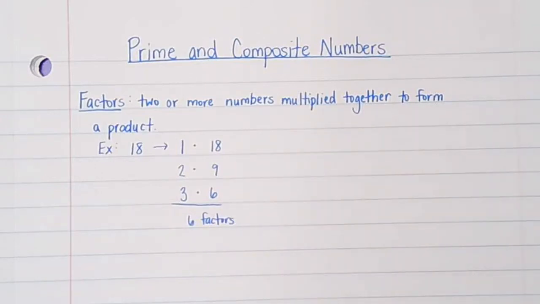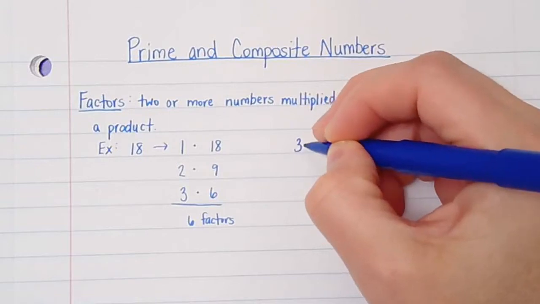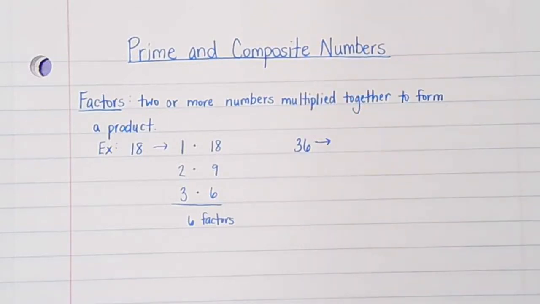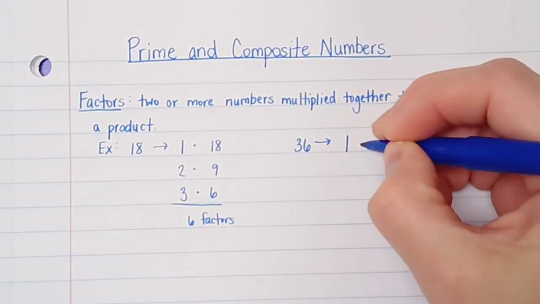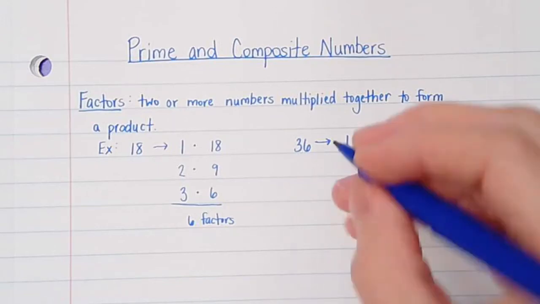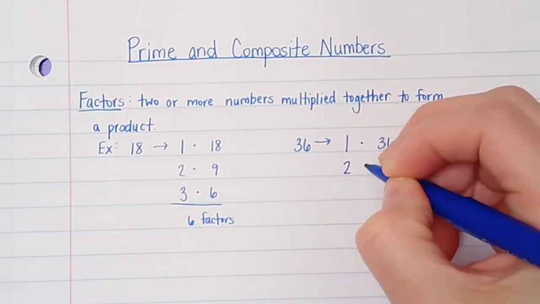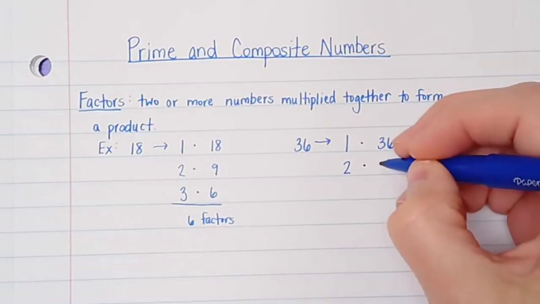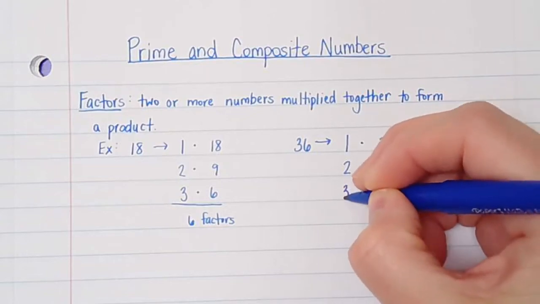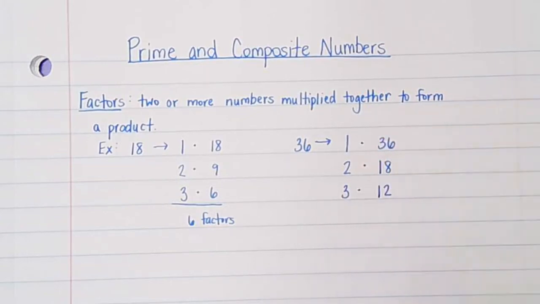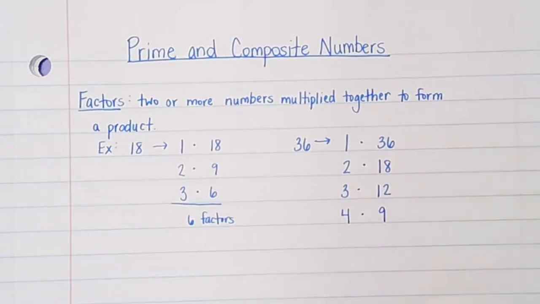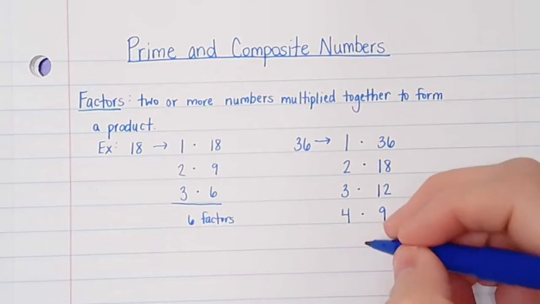All right, what if we look at 36? So what are some numbers that give me 36? Let's start with the easy one. We've obviously got 1 and 36. Okay. Well, another easy one, it ends in a 6, so it's even, so 2 has to work. Well, what times 2 gives me 36, and that would be 18. All right. 3 times 12. 4 times 9. And then 6 times 6.